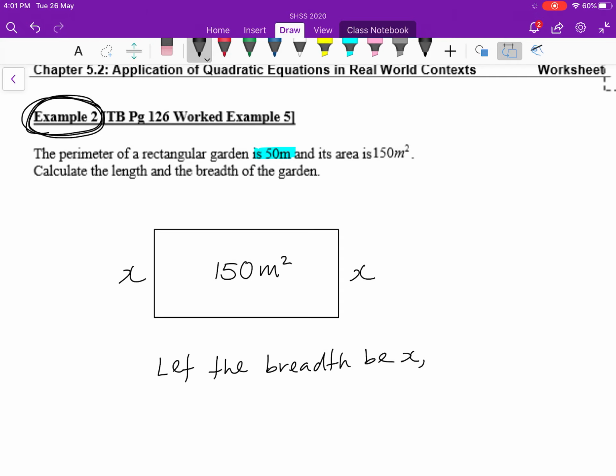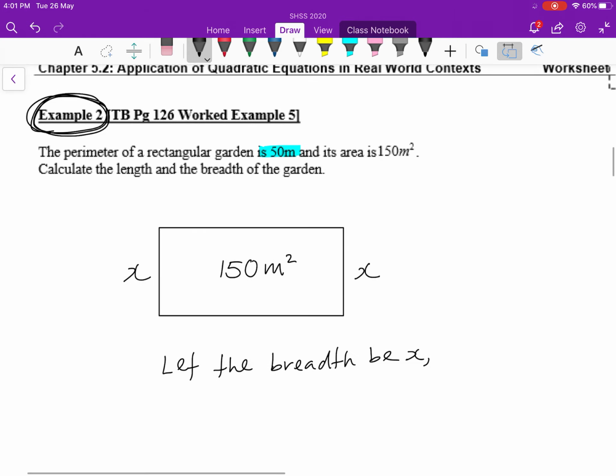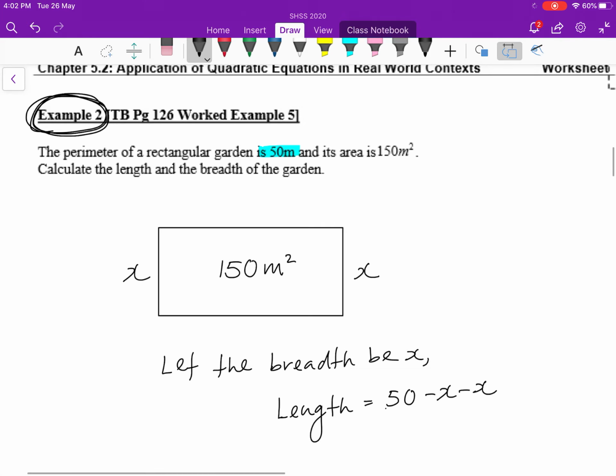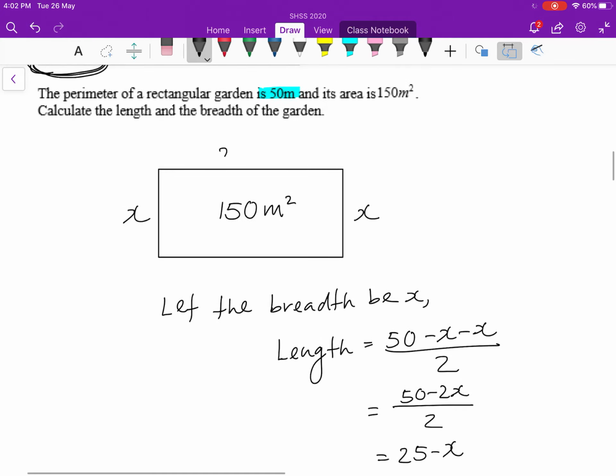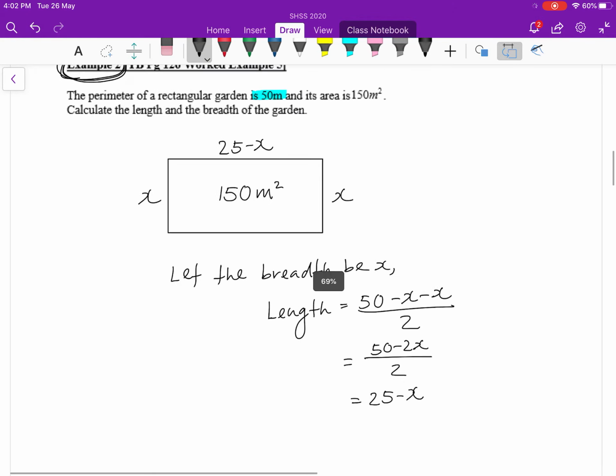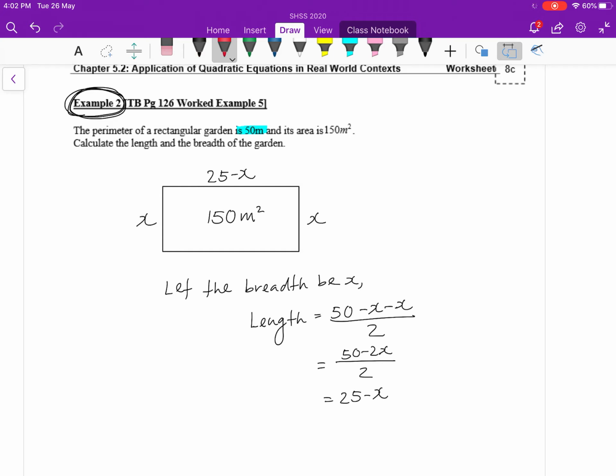Okay, then they said the perimeter is 50 meters, right? Very easy. So if the perimeter is 50 meters, how to get the length? To get the length, one side of the rectangle, all you just need to take is 50 minus 2x, the whole thing divided by 2, right? Then you get one length. 50 minus 2x divided by 2 is 25 minus x. So we all know this is 25 minus x. From here, I'm not going to help you. Formulate your own equation and then after that solve it.